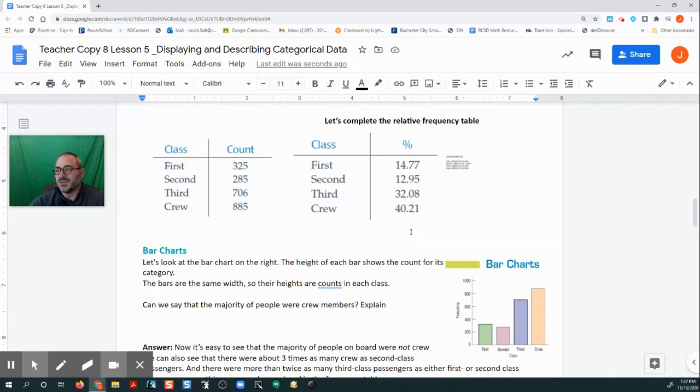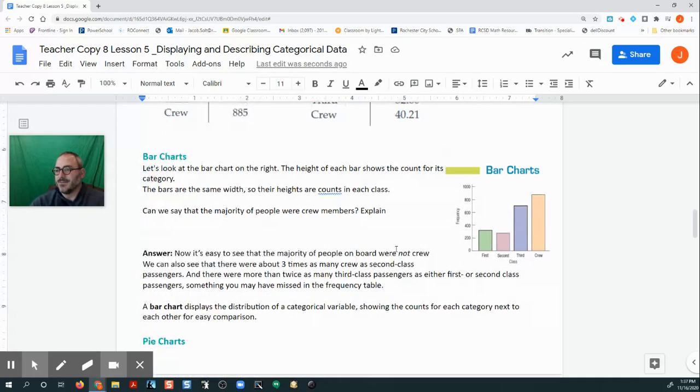But anyway, here are the percentages. You look at the numbers and you can get an idea of their relative proportions, but it's not until you put them in percentages that you can make more sense of them. I don't get a sense of what percentage of the crew is 885 until I divide that by the total and figure out what it is.